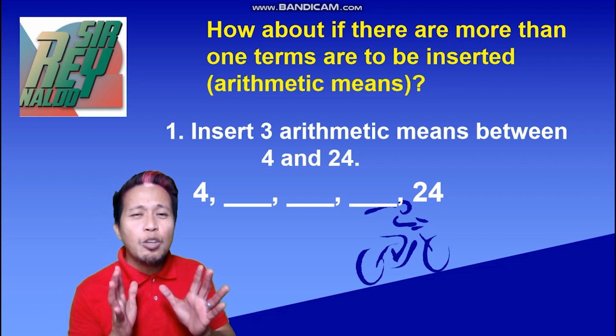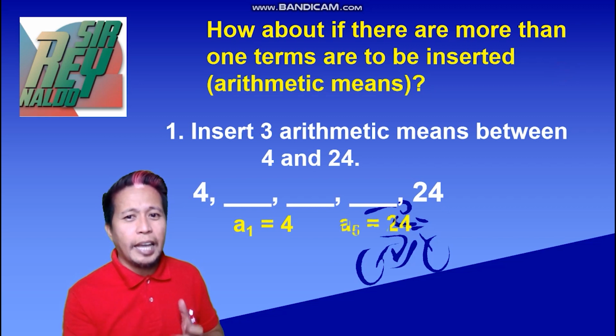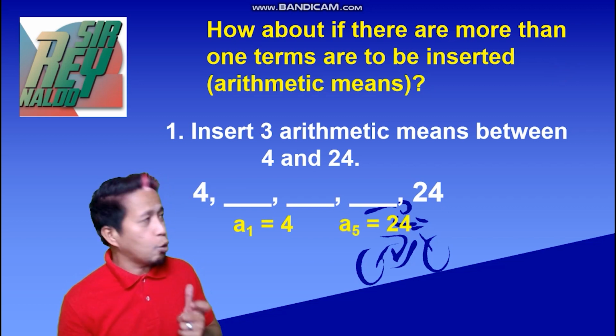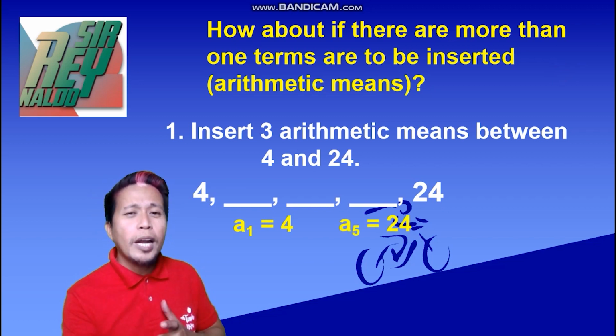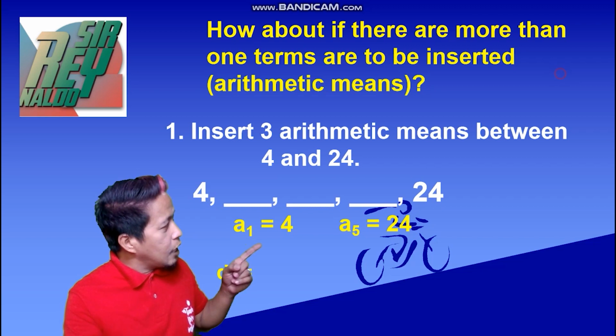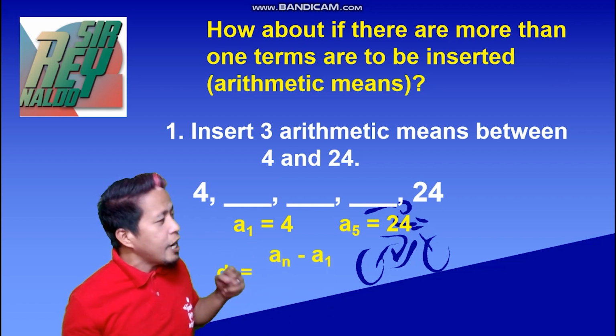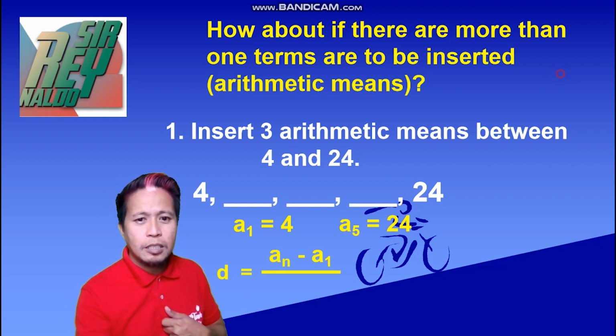Since meron na tayong 5 terms, pwede nating i-assign na yung a sub 1 is equal to 4 and the a sub 5 is equal to 24. Para makuha natin yung common difference, all we have to do is determine the common difference. So how to do it? So simply, d is now equal to a sub n minus a sub 1 all over n minus 1. Okay. So, ito siya.